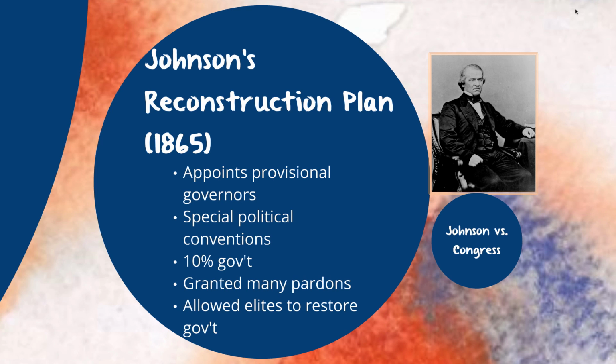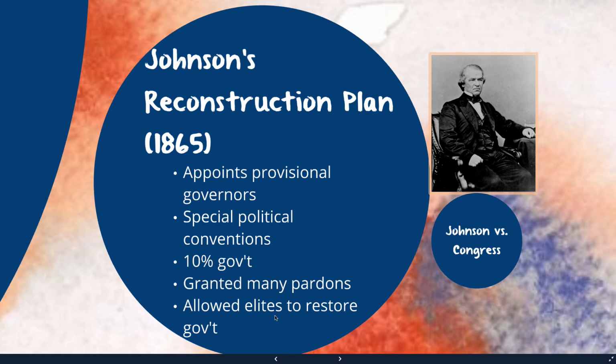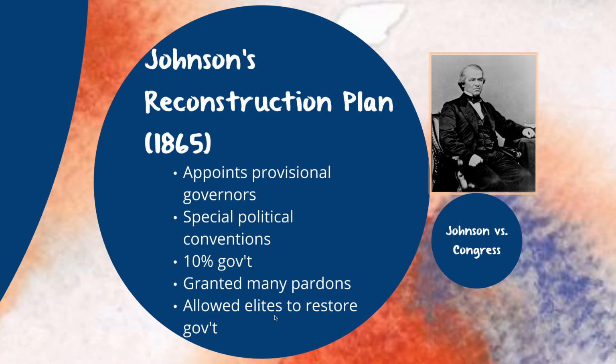As president of the United States, you probably already know this, but one of the privileges of the president is that you can pardon people. And so he does that, and he grants many pardons to those elites, to those people that the radical Republicans believe should be in prison, that they should be tried for treason. And so the major consequence of Johnson's plan is that this allows those elites to return to government.